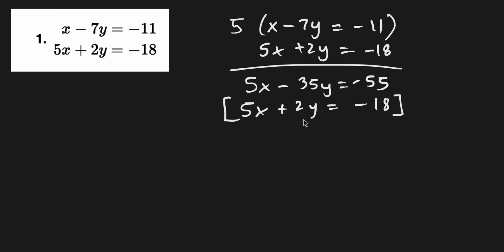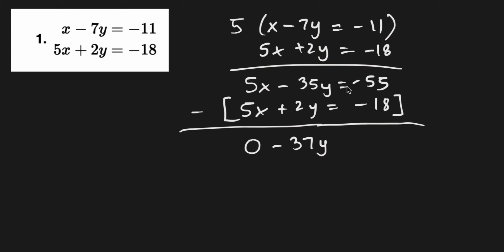Then what we can do is take this and subtract. So 5x minus 5x, remember this minus exists, okay? This minus still exists. So 5x minus 5x is, of course, 0. Negative 35y minus 2y is going to be minus 37y. And then it is equal to, minus 55 minus negative 18, that's just going to be negative 55 plus 18. And what's that going to be equal to? That's going to be equal to negative 37.